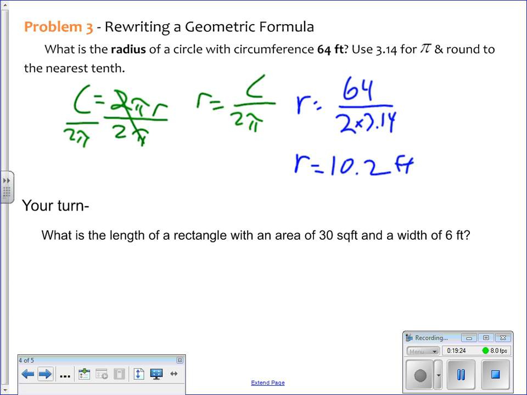So, second one. First step. What is the formula for the area of a rectangle? Yeah, write it down. You've got it on your paper, write it down on here. What is the formula for the area of a rectangle?